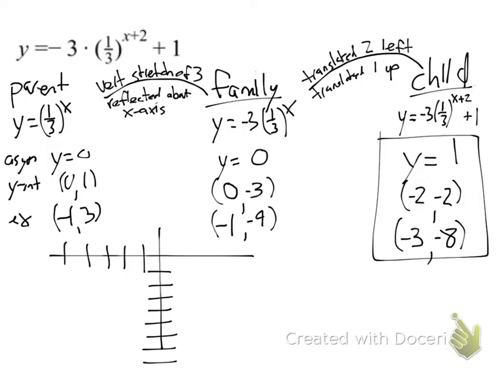And I have to go up 1, don't I? I'll change colors. My asymptote is at y equals 1. Negative 2, negative 2. And negative 3, negative 8.